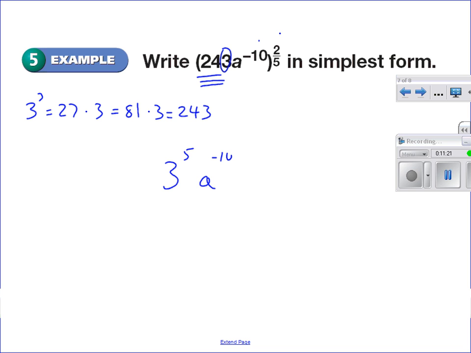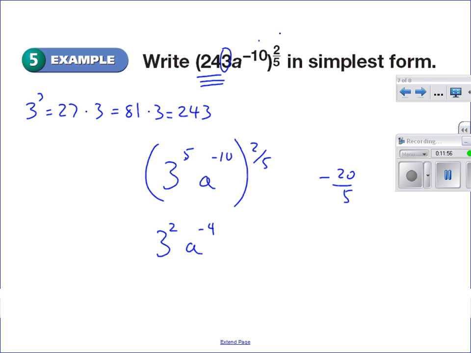a to the minus 10, all to the 2/5. Okay, so now these fives cancel, and look at how nice they are to us. We get 3 squared here, and negative 10 times 2 is negative 20 over 5, so that's negative 4, a to the minus 4. And I know from what we've done with property of exponents that this negative exponent can't stay, so it's got to switch floors.